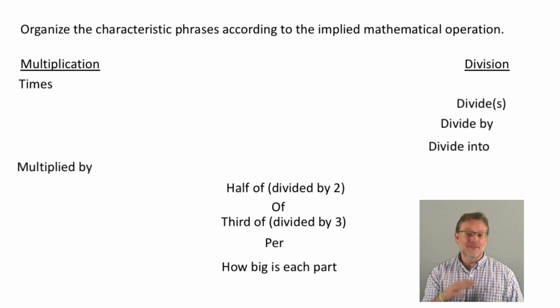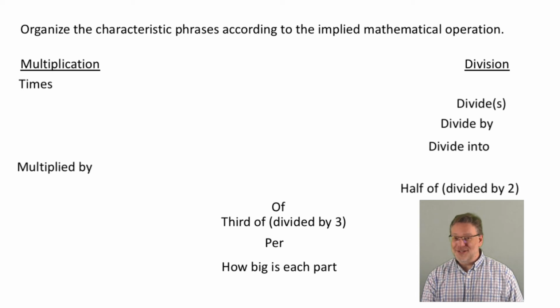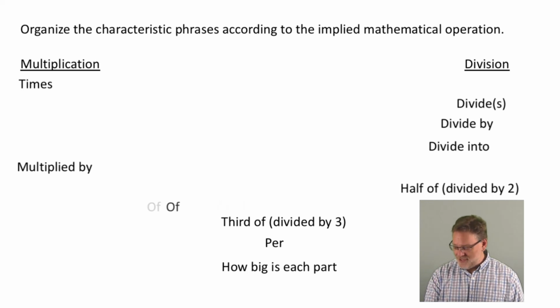One is division, one is multiplication. In this case, we're specifically talking about half in terms of dividing by 2, and that's a clue. That's division. The word "of" actually indicates either multiplication or division. Which one is it? If you have 2 of something, or 5 of something, or 10 of something, what are you actually doing quantitatively? You're actually multiplying. So "of" is actually indicative of multiplication.